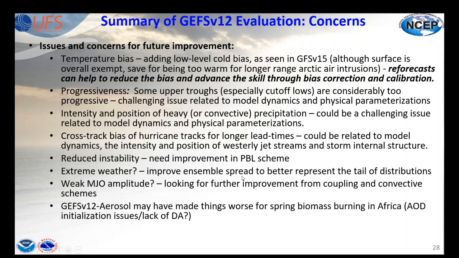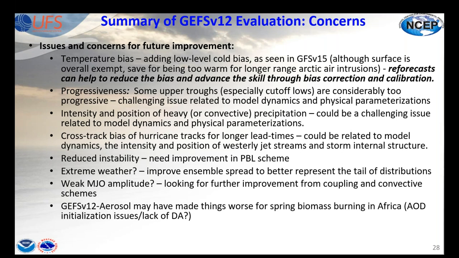There are also some concerns that were identified based on the evaluation. The temperature bias, just like in the global deterministic model, the low-level cold bias, although surface is overall exempt, the reforecast must be used to reduce the bias and advance the skill through bias correction and calibration, because the model inherited the same biases from the GFS V15. Similar to GFS V15, we also see synoptic systems, especially upper level troughs, considerably too progressive. It is a challenging issue related to both dynamics and physics. Intensity and position of heavy precipitation also could be a challenging issue related to dynamics and physics. The cross-track bias for hurricane tracks at longer lead times also is not as good as we expected.